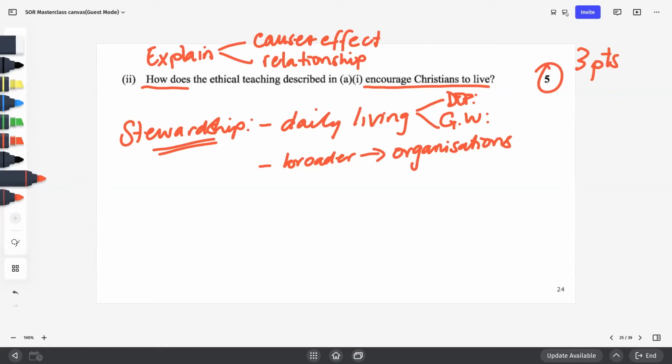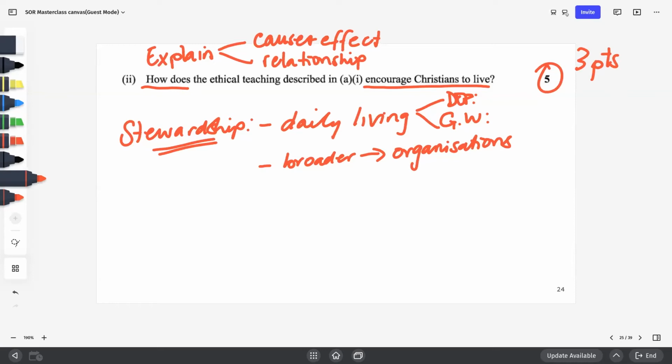It could be turning the lights off. It could be turning the tap off when you brush your teeth. It's having shorter showers. Anything that, if you're doing water conservation, anything that is going to reduce what it is that you take from the environment. Because that's what stewardship is all about. It's taking what you need and only what you need, and making sure that the environment itself has an opportunity to rejuvenate itself so that it continues to provide for your needs.